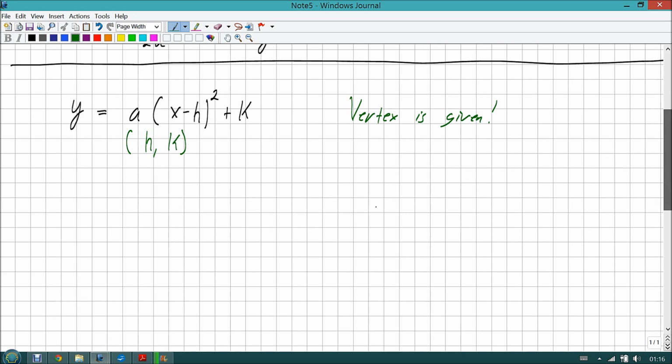So for an example, let's say that I was given y is equal to negative 4 on the outside of x minus 2 squared plus 7. I would instantly know that my vertex is located at h, which is the opposite sign of whatever this number is. In this case, it would be negative 2, but because we're using the opposite sign, our x-coordinate would be positive 2. The k appears on the outside, so the k would be 7.